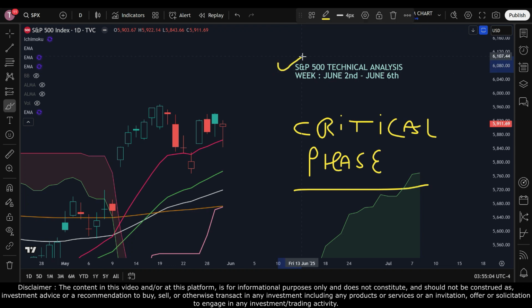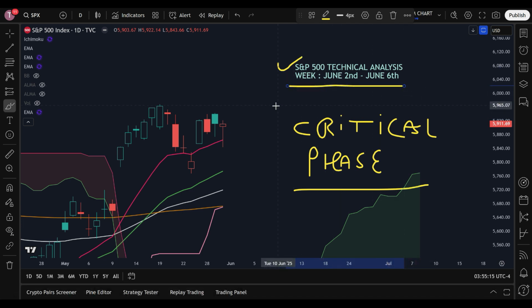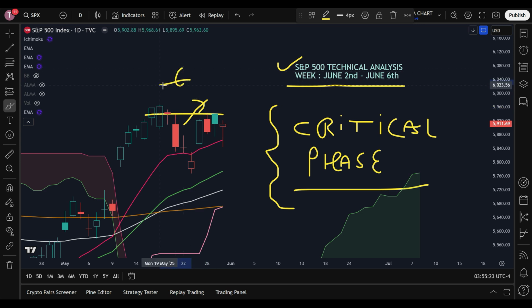Guys, this is the S&P 500 weekly technical analysis for the week of June 2nd. The S&P 500 has entered a critical phase wherein either it will move up to or beyond the all-time high of 6147, or it will enter into a reversal.